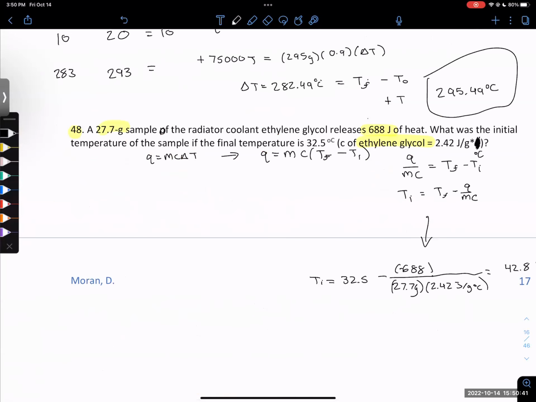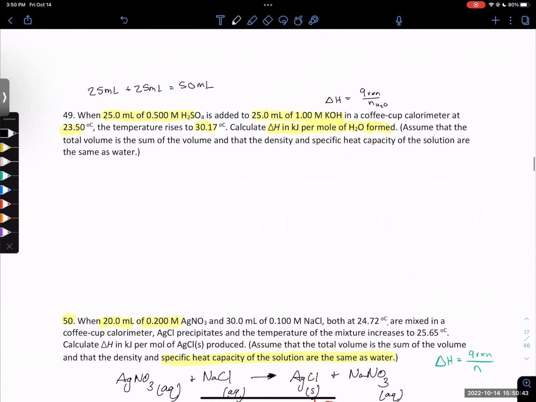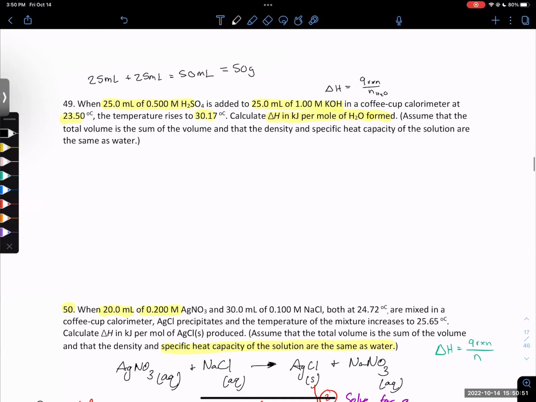Since the density of water is 1 gram per milliliter, 50 milliliters of that is equal to 50 grams. Alright, so first, we need to find the limiting reactant, and we use the molarity equations to find that, right?